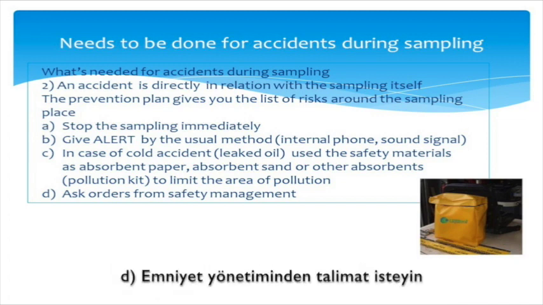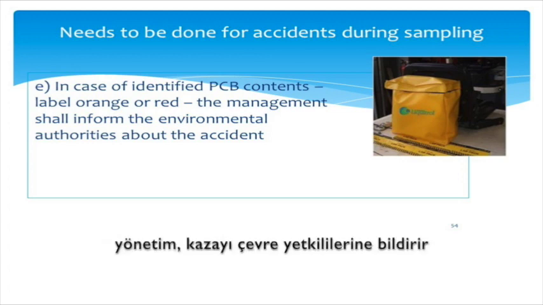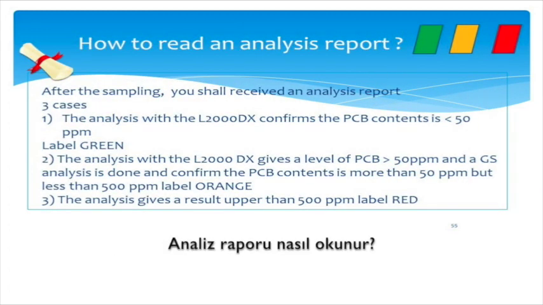D. Ask for orders from the safety management. E. In case PCB content is identified, label orange or red, the manager should inform the environmental health authority about the accident. How to read a sampling report?